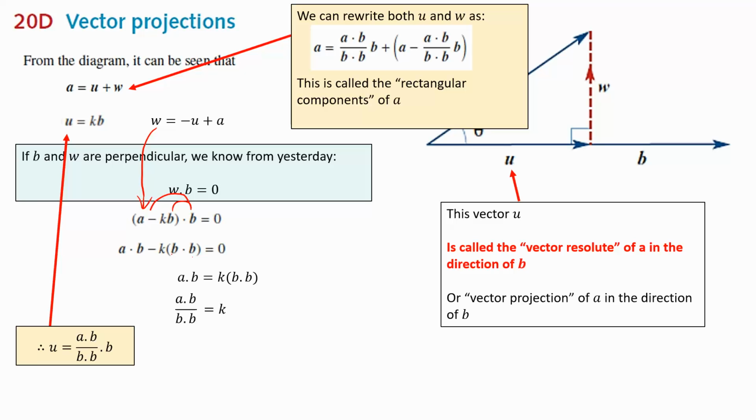So copy this formula down, because sometimes the questions will say, find the rectangle components. Really, they're just trying to tell you to find both U and W. So both the horizontal and vertical components. That's all they're trying to say.